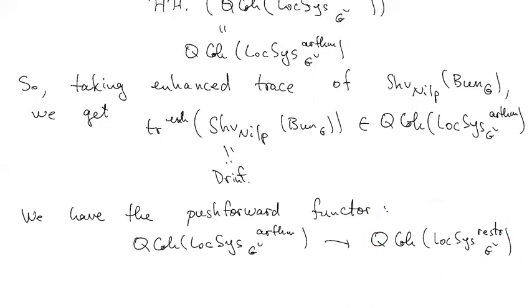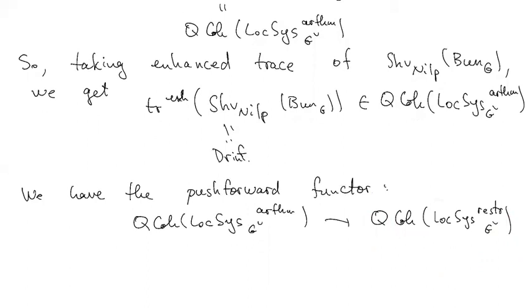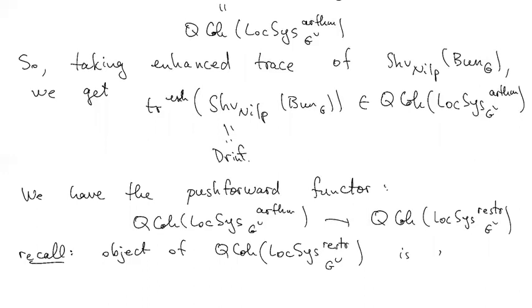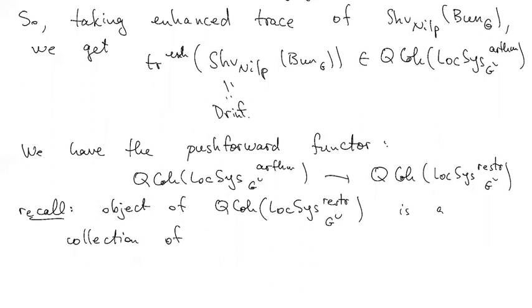And the point is this now admits a relatively explicit description. So recall that an object of this is a collection of functors from Rep G-check tensor I into QLisse of X to the I.